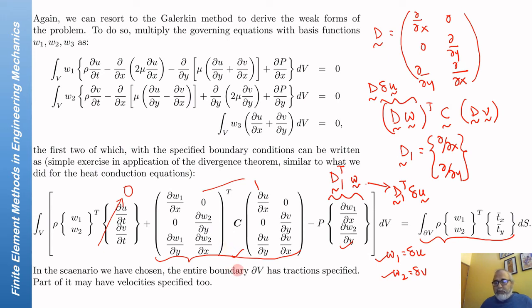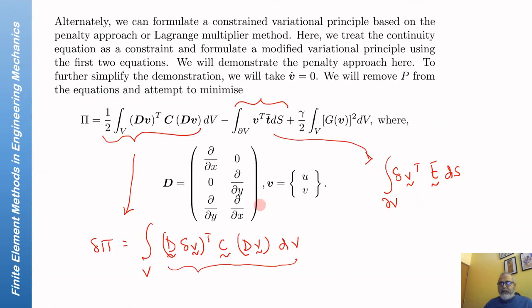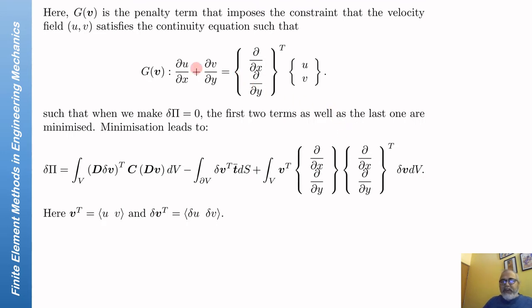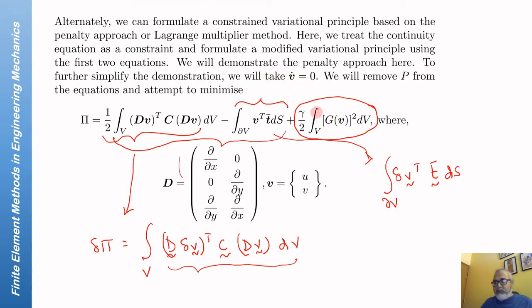Now we are going to drop the pressure terms from here, and we will only retain these two. We should have had a pressure term, but we have only retained these two. Instead of the pressure term, we will bring in this new term called the penalty term. What it does is, I have this function g of v, which is defined as just del u del x plus del v del y. And gamma is known as a penalty number. So what I want is all deviations from zero to be penalized; we want this to be zero all the time.